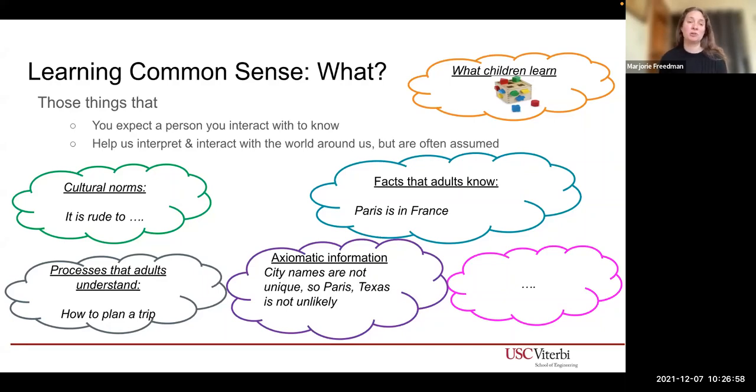We expect people to know cultural norms. We expect certain facts to just be common knowledge. So if I say Paris, you're going to bring up France in your mind, probably. We expect people to understand processes, so how to plan a trip, the steps that are involved in that trip. And we also expect some amount of axiomatic information. So city names are not unique. Even though Paris, France comes to mind first, if you do lots of information extraction, as I do, Paris, Texas doesn't seem all that unlikely because you've seen it as an example a bunch of times. And so when we're trying to learn commonsense, we're really trying to learn lots of different types of information.